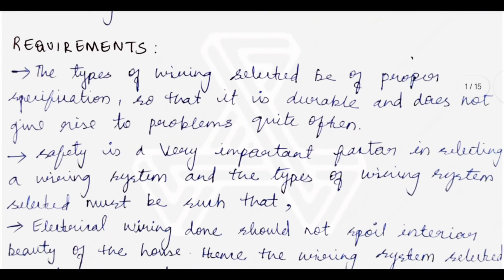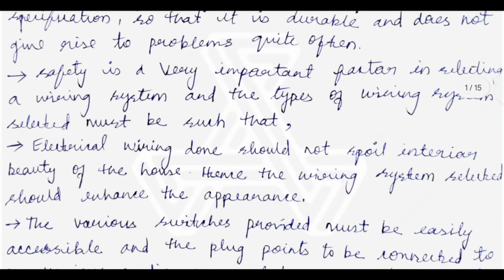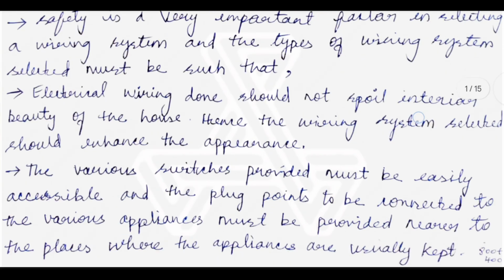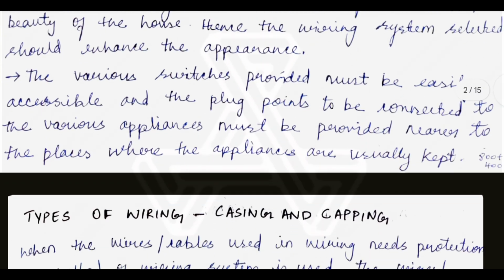Requirements: the type of wiring selected should be of proper specifications so that it is durable and does not give rise to any problems. Quite often, safety is a very important factor in selecting a wiring system. The wiring system selected must be such that the electrical wiring should not spoil the interior beauty of the home. Also, the wiring system selected should enhance the appearance.